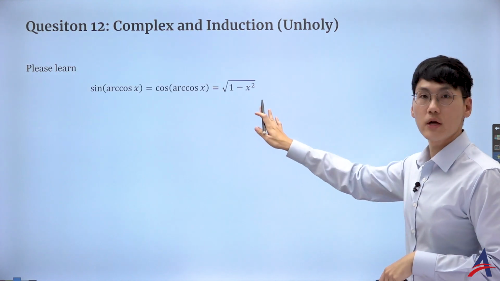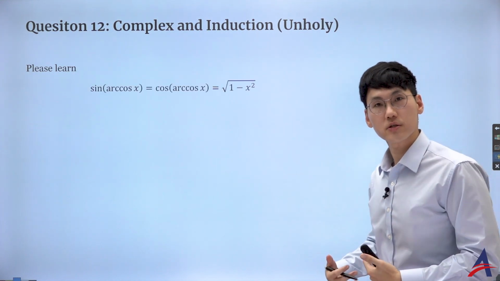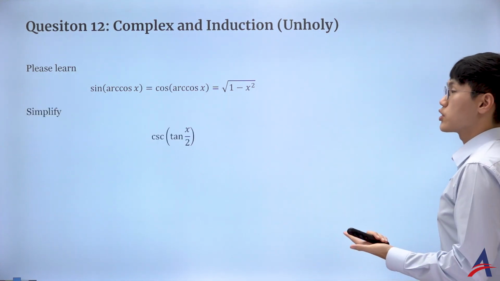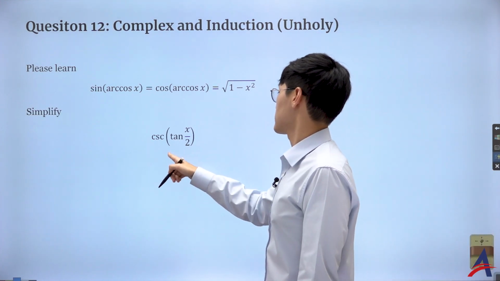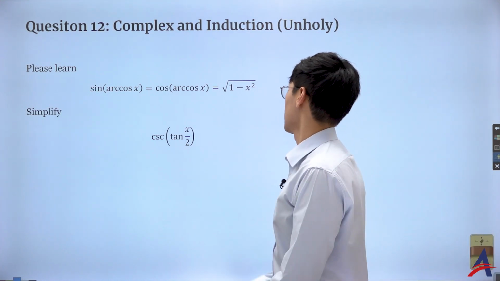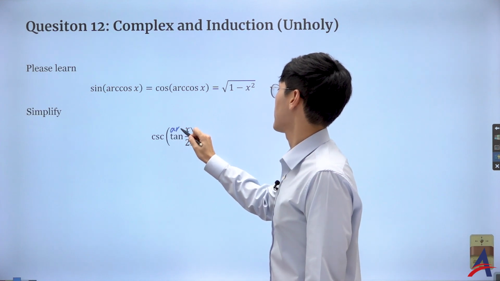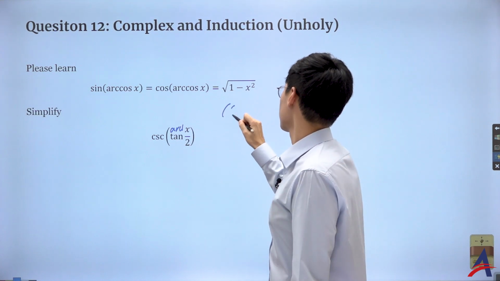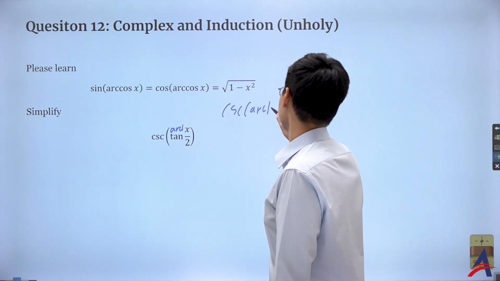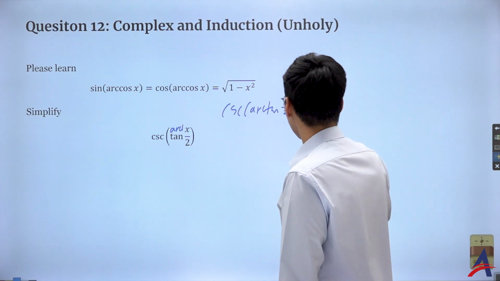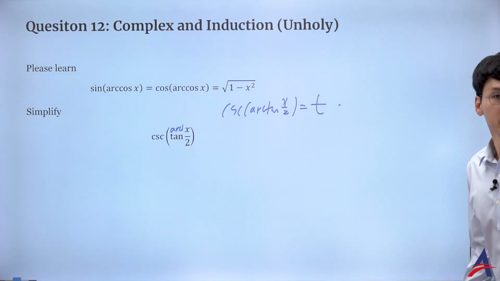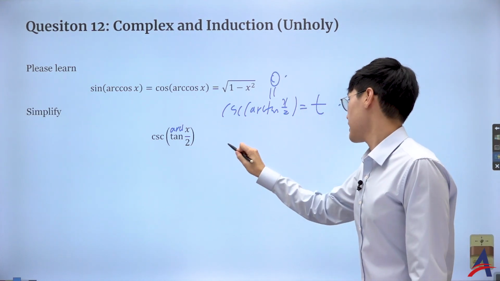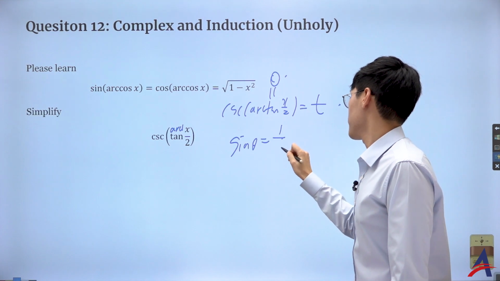And then also learn how to simplify the composition between the function and inverse function. So for example, we talked about it before, right? If I want to simplify this, oh, sorry, arctangent, it's supposed to be arctangent, my bad. So let's go: cosecant of arctangent of x over 2. Imagine that I want to describe it as t. So I want to let this be theta, okay? Then sine theta is going to be simply 1 over t.